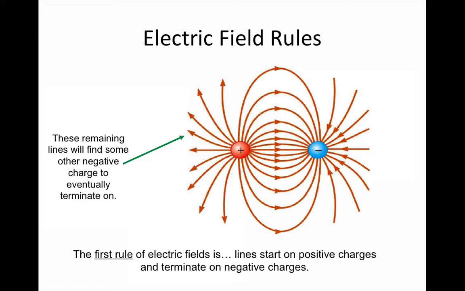So there are rules that electric fields always follow and that you need to remember. You've seen a few of them already, but now we're going to put them all together in one group. So first rule is they come out of a positive charge and go into a negative charge. So we always have to put arrows on field lines, and the arrows go from positive to negative.